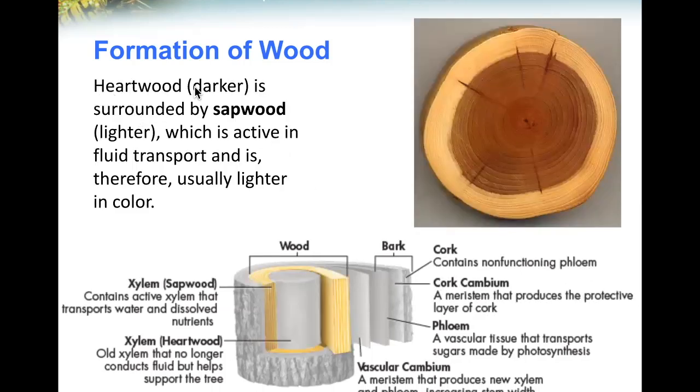So heartwood, the darker, is surrounded by sapwood, the lighter wood, which is active in fluid transport and is therefore actually lighter in color. This was active in fluid transport. So the xylem sapwood contains active xylem that transports water and dissolved nutrients.